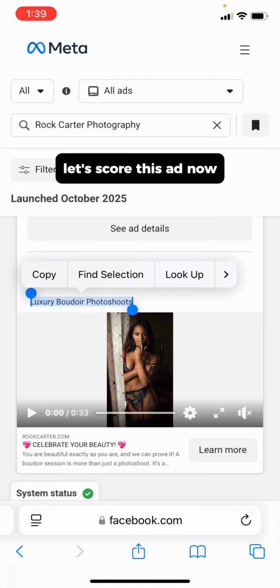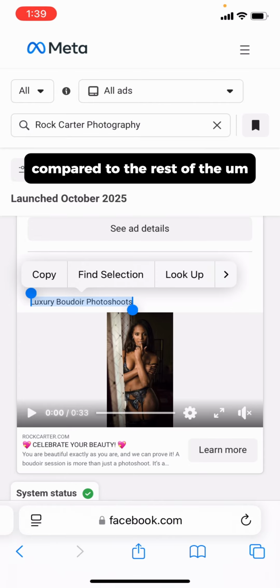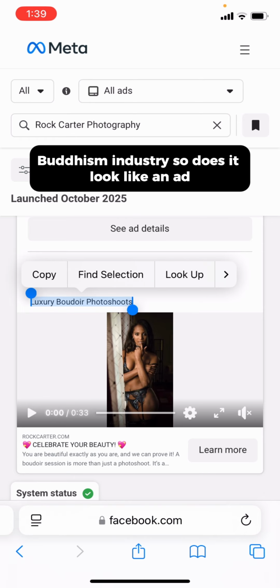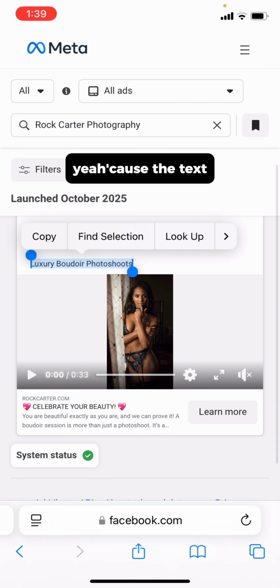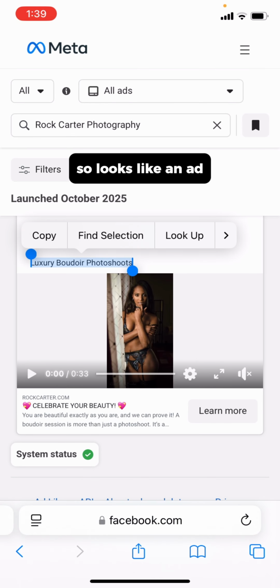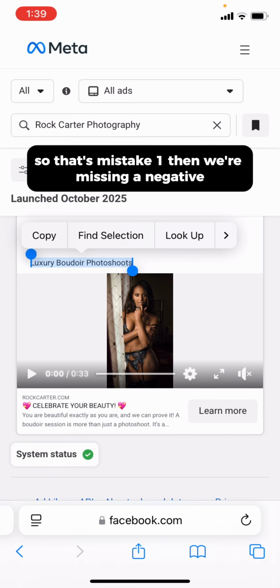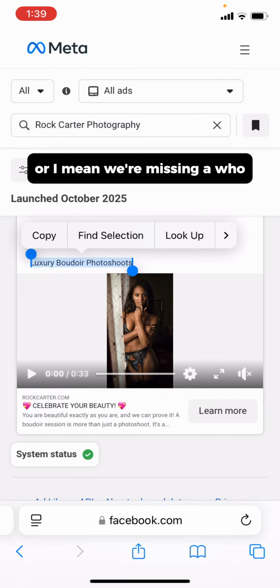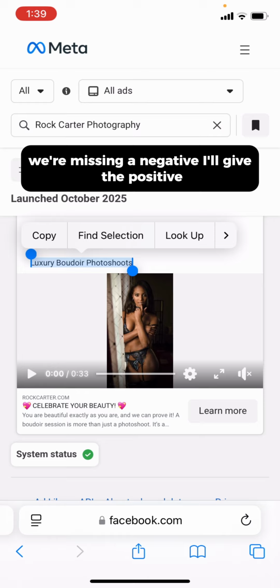Let's score this ad now compared to the rest of the boudoir industry. So does it look like an ad? Yeah, because of the text that I saw at the beginning of the video. So it looks like an ad. So it's mistake one. Then we're missing a negative. Or I mean, we're missing a who. We're missing a negative. I'll give the positive because I saw it in two positive in the video.